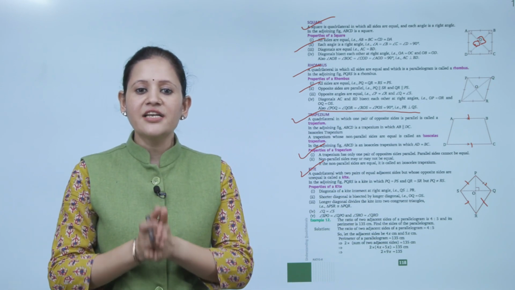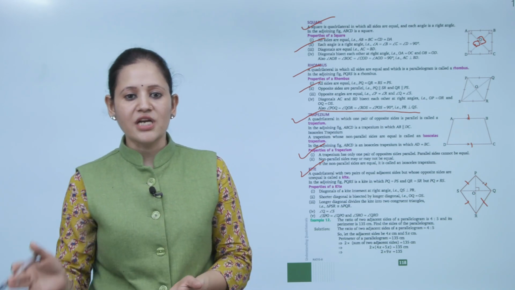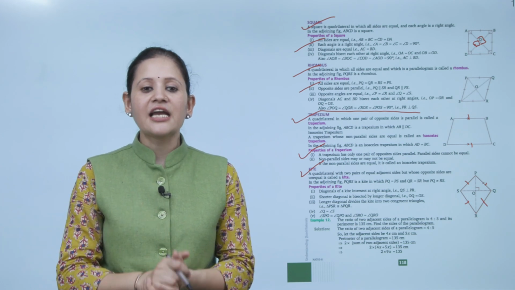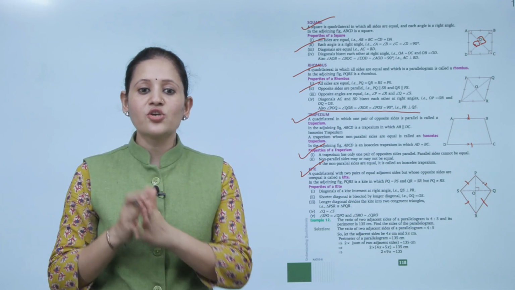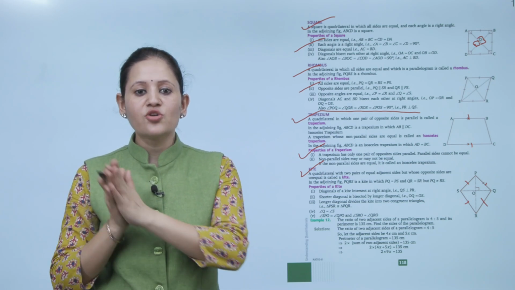Longer diagonals divide the kite into two congruent triangles. Triangle PSR equals triangle PQR. Angle Q equals angle S, and angle SPO equals angle QPO, and angle SRO equals angle QRO.